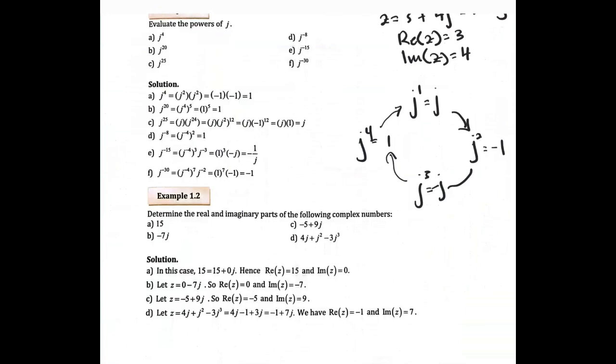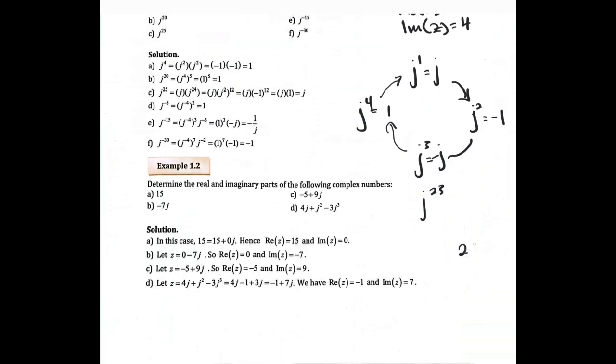What does it mean by this? Let's do an example. Let's say j to the power of 23. How do we figure out the value of j to the power of 23? We know that the whole cycle is 4, so we are just going to divide 23 over 4. I will do long division. So 23 over 4 will give you 5 with a remainder of 3.